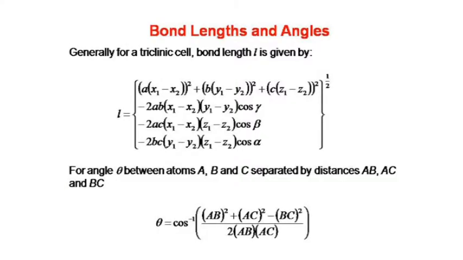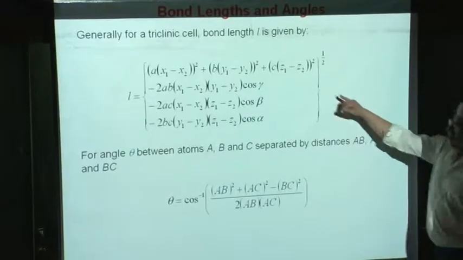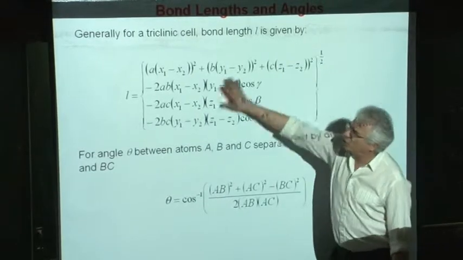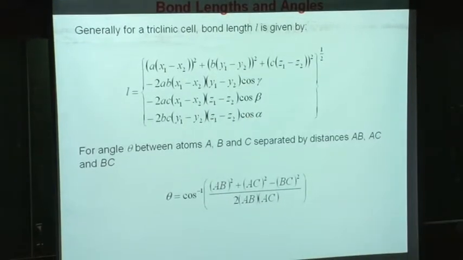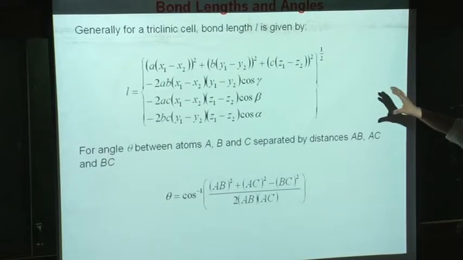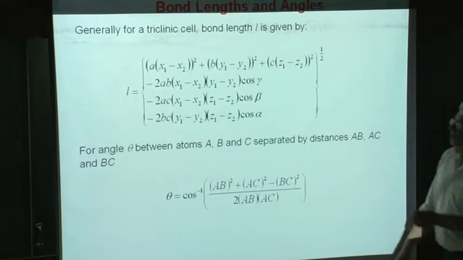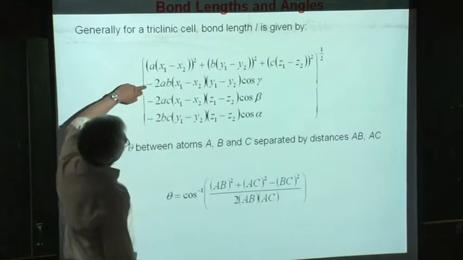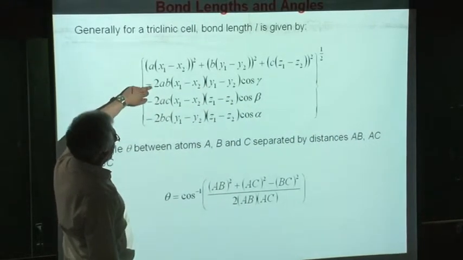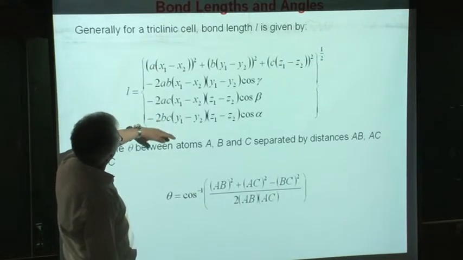And finally, last slide. The last thing you need to know is, how do we calculate bond lengths and angles? Sometimes in the paper they won't give you all the angles that you want, or you want to calculate angles over a greater distance. So this is the general thing for a triclinic cell. This will work for every crystal structure. These terms go to 0 when your angles are 90, so you don't need to worry about these.